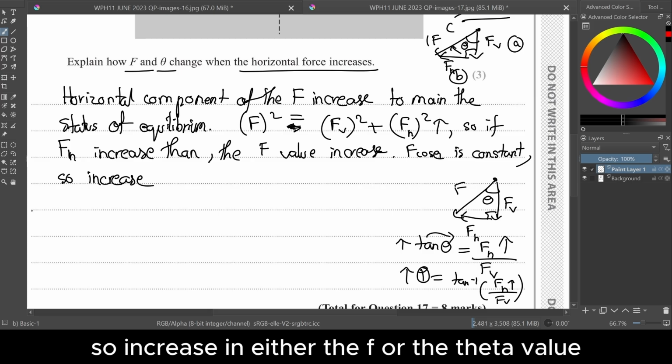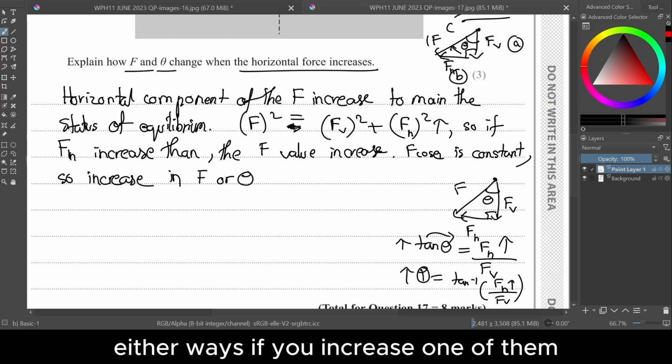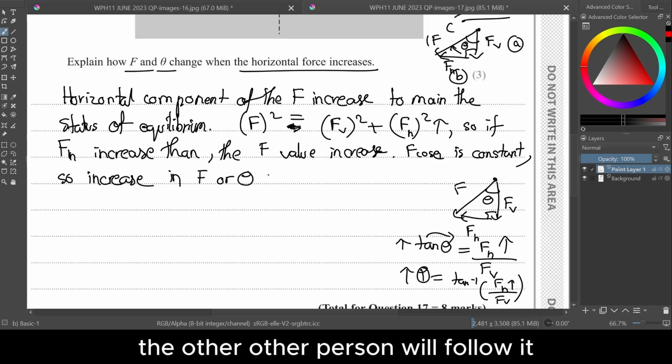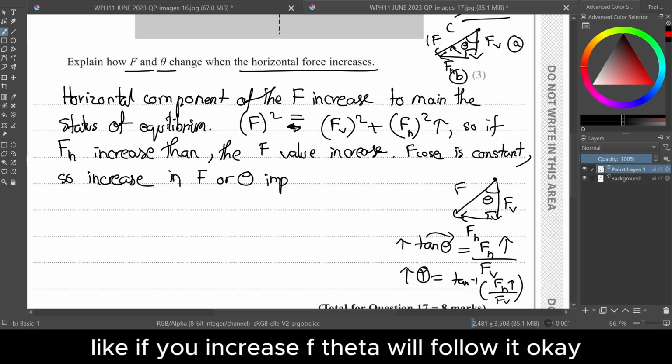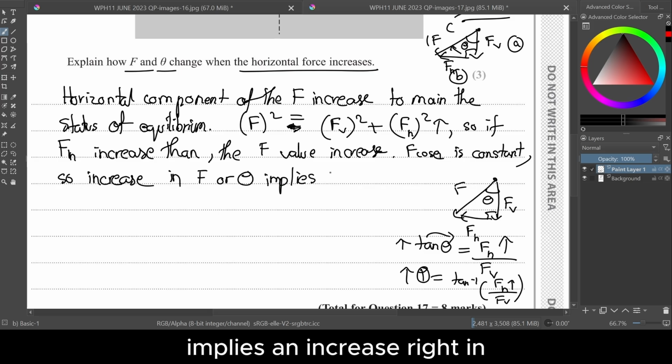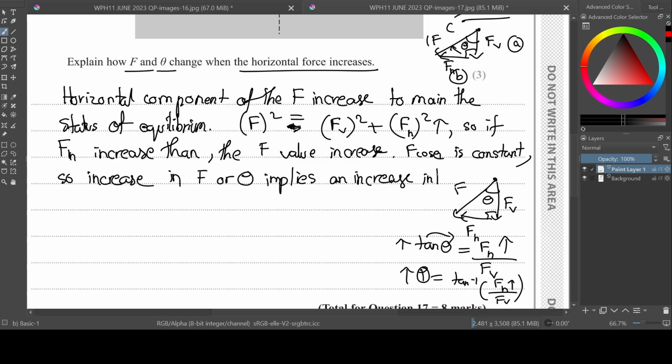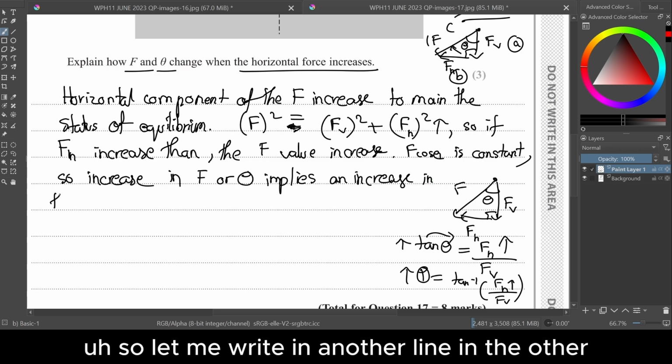Now you can see that an increase in either the F or the theta value, either way, if you increase one of them, the other will follow it. Like if you increase F, theta will follow it. Okay, implies an increase, right? Let me write in another line.